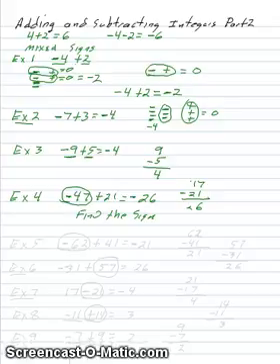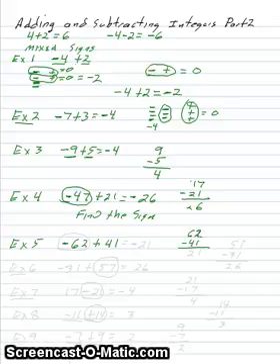Example 5. Negative 62 plus 41. 62 minus 41, and that's 62, not 61. 62 minus 41 is 21. So we know our final answer is 21, but the sign will be negative, because we had 62 negatives and only 41 positives, so we have 21 negatives left over.